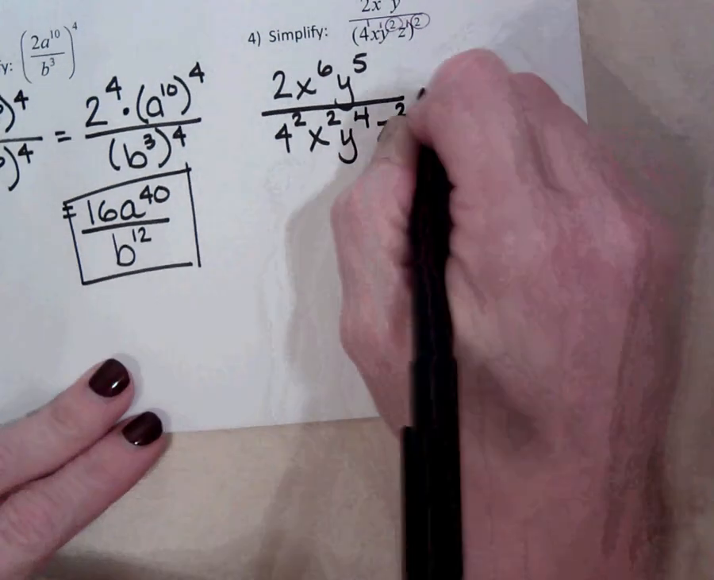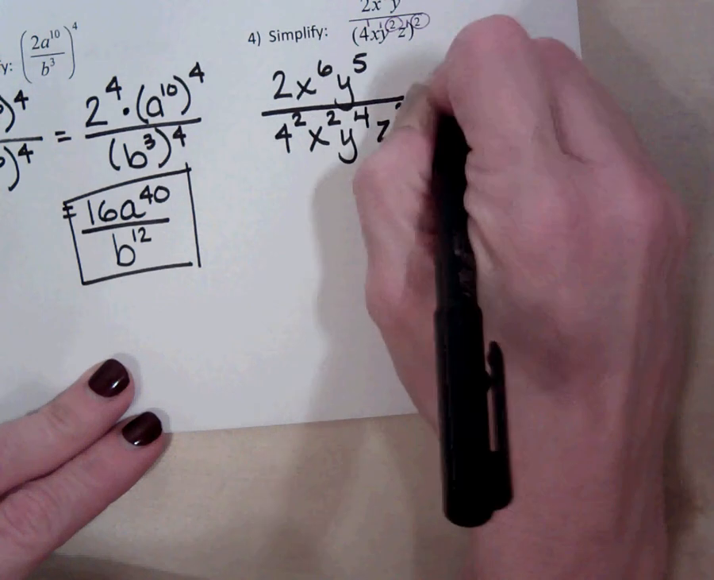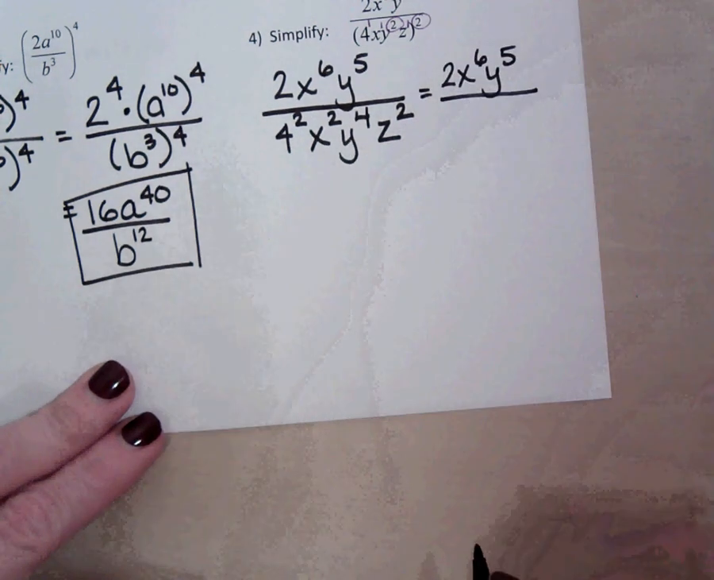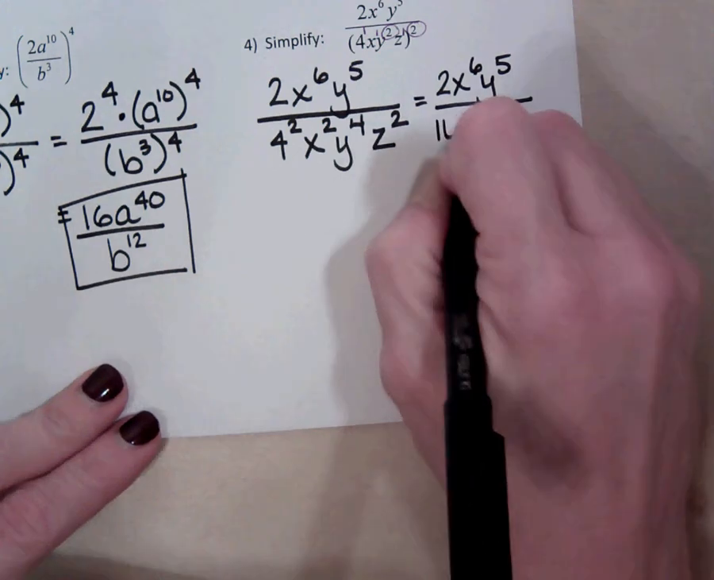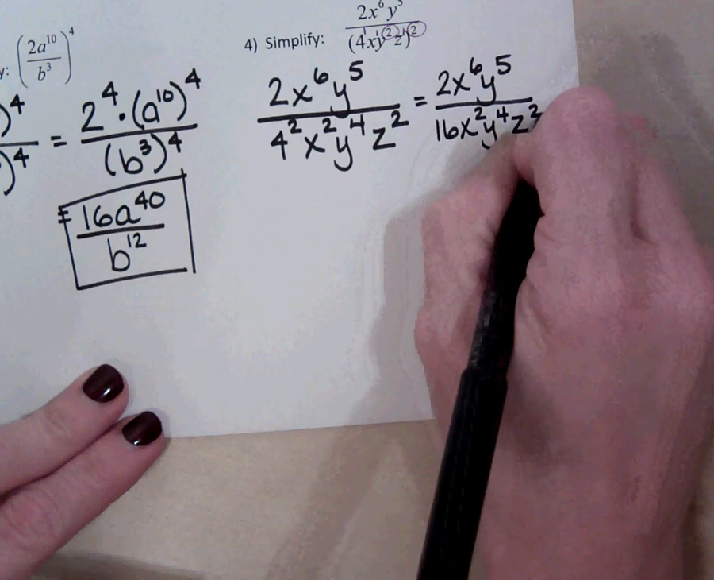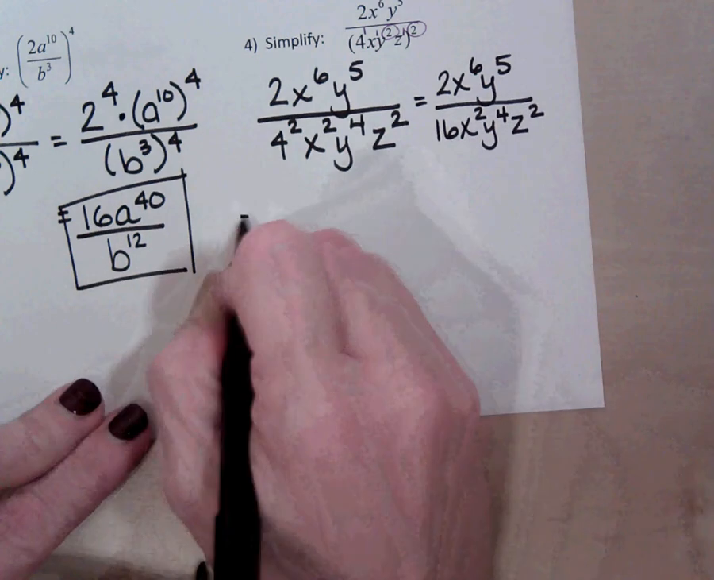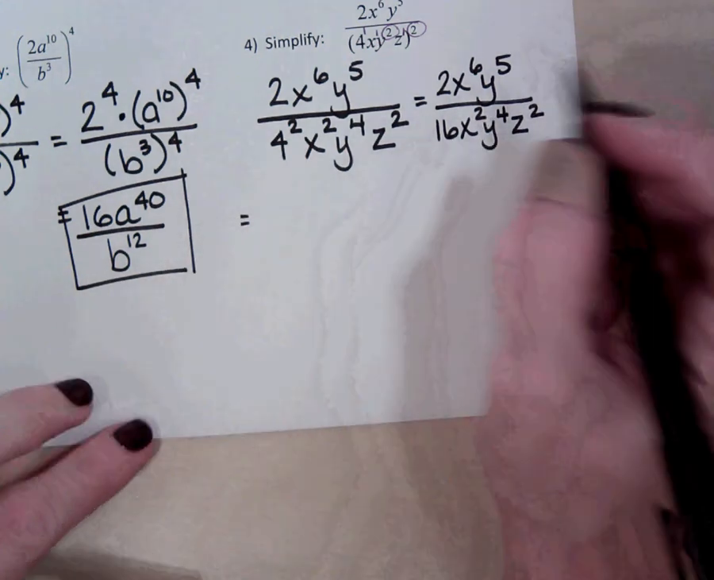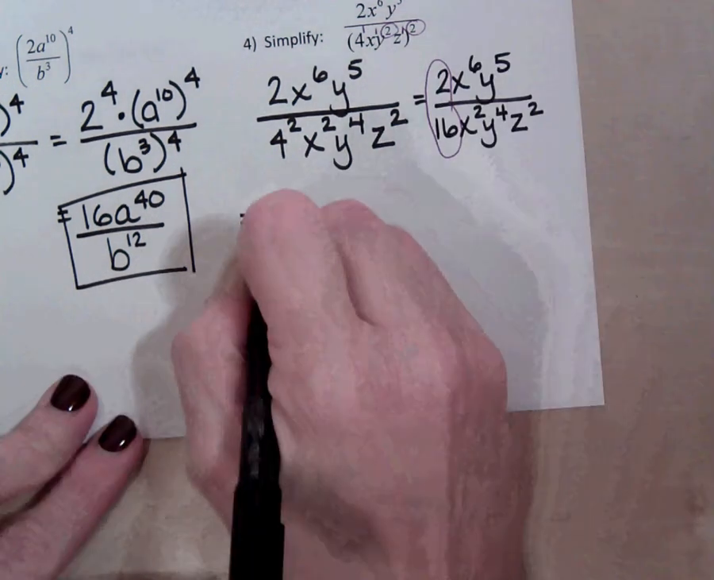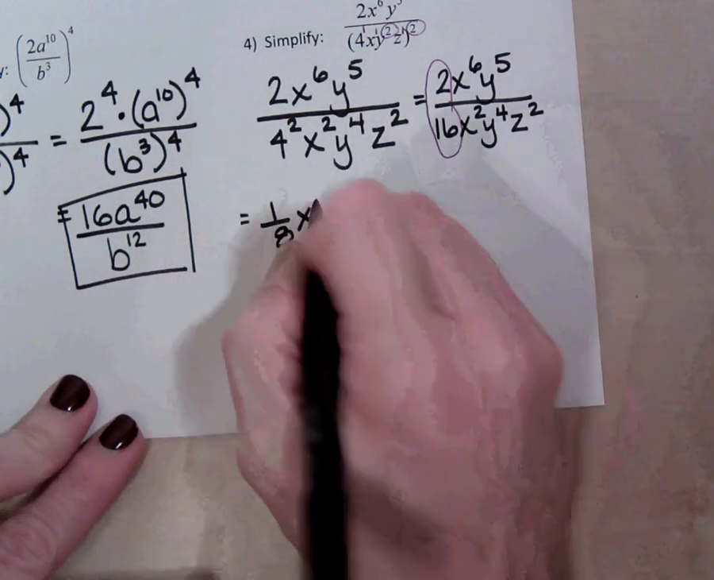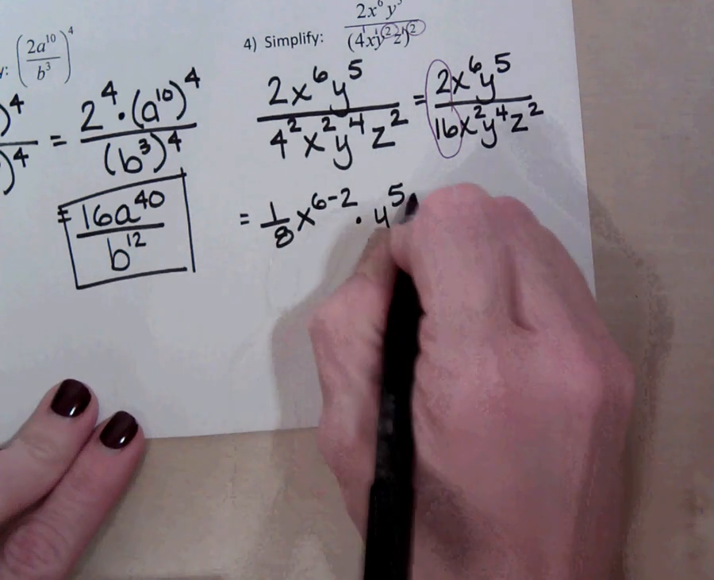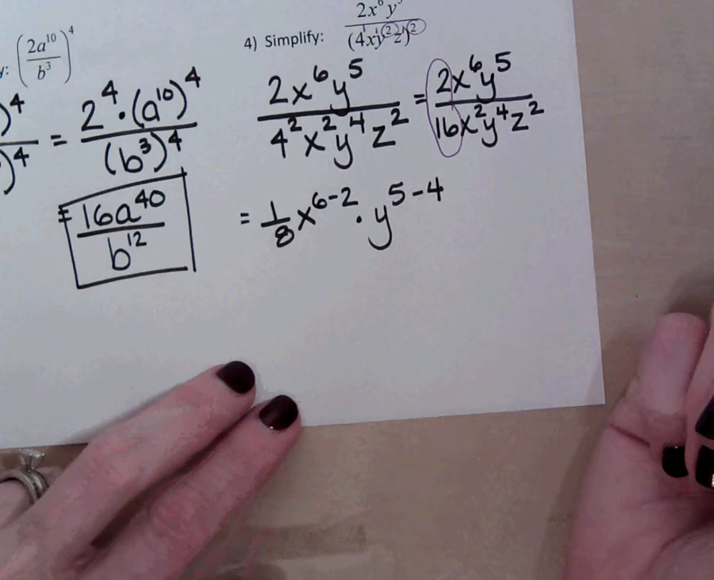Alright, let's simplify it a little bit more here. I'm going to leave the numerator as is for now. So 2x to the 6th, y to the 5th, and in my denominator I get 16 x squared, y to the 4th, z squared. Okay, now let's break this up. 2 over 16, I'm going to do that first. That's 1/8. Then my x's is going to be 6 minus 2. My y's is going to be 5 minus 4.